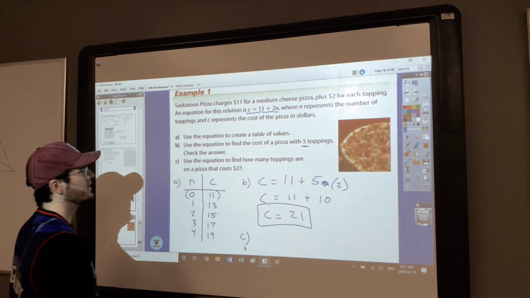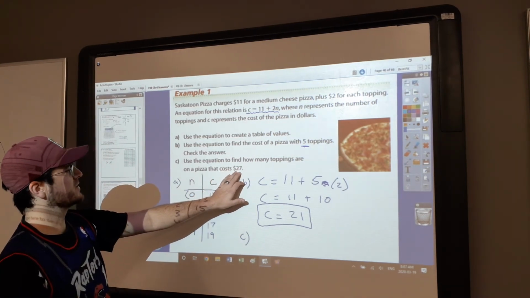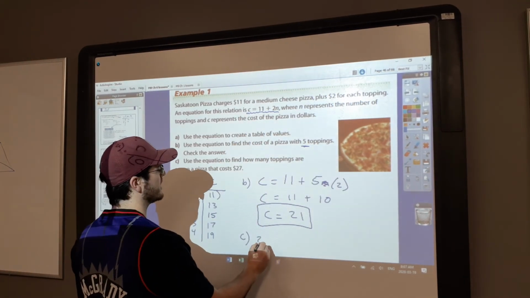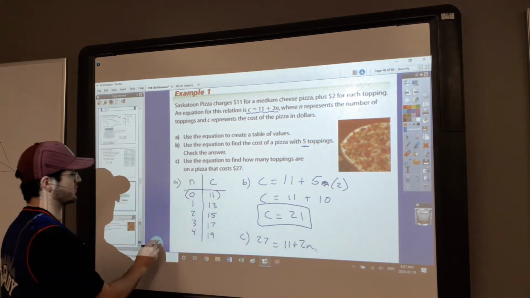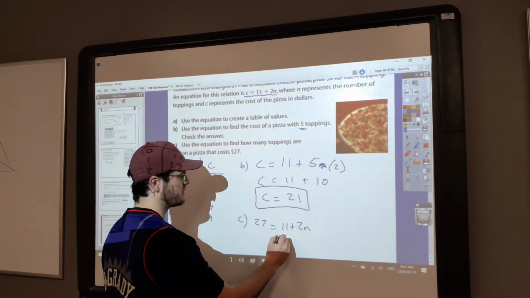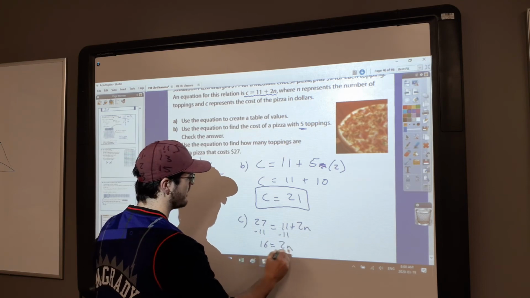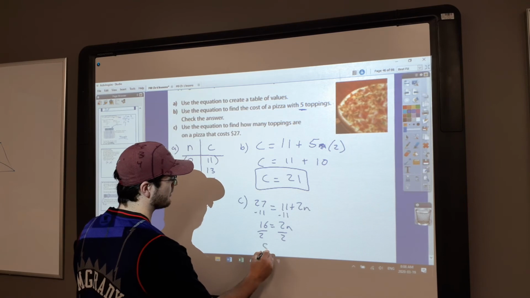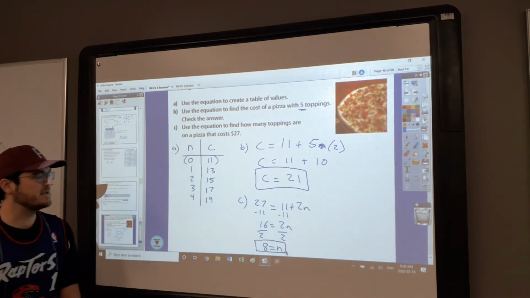Okay, so that's for A, this is for B. So then in C, that's the one where we're going to work backwards. How many toppings are you going to get for a $27 pizza? So you're going to plug in for cost 27. 27 = 11 + 2n. And again, this is what we've seen in the first 5 sections. We've been solving 2-step equations. We've been working backwards, right? 16 = 2n. And then the last step will be to divide by 2. Always working backwards, doing the opposite operations tells us you'd have 8 toppings.